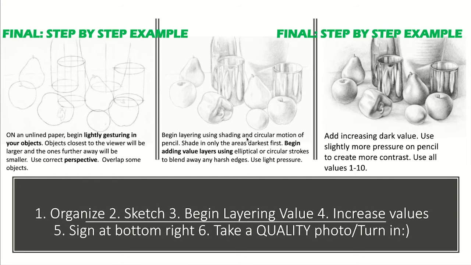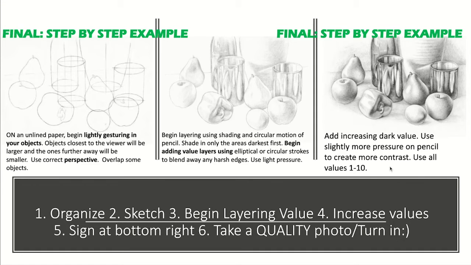Begin layering using shading and circular motion of pencil. Shade in only the areas darkest first. Begin adding value layers using elliptical or circular strokes to blend away any harsh edges. Use light pressure. And then when you're getting close to finishing, you're going to add increasing dark value. Use slightly more pressure on pencil to create more contrast.